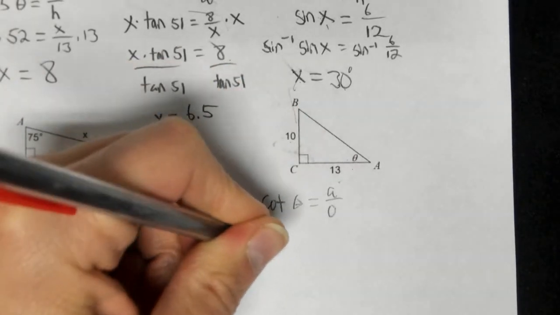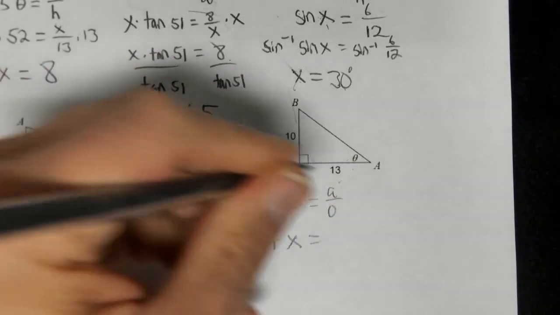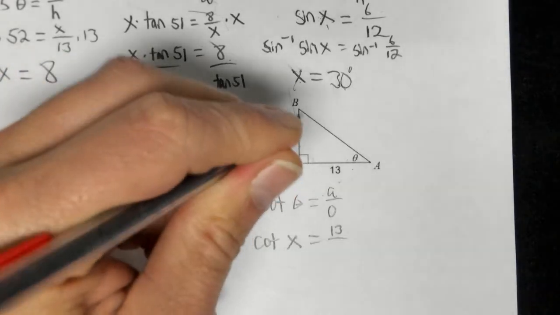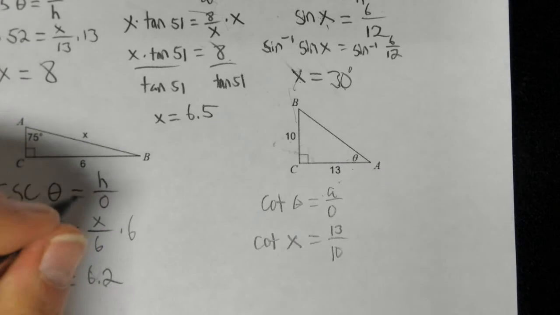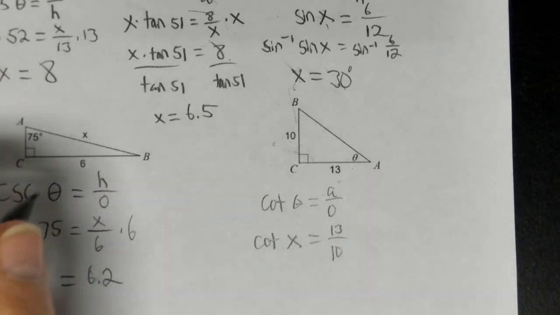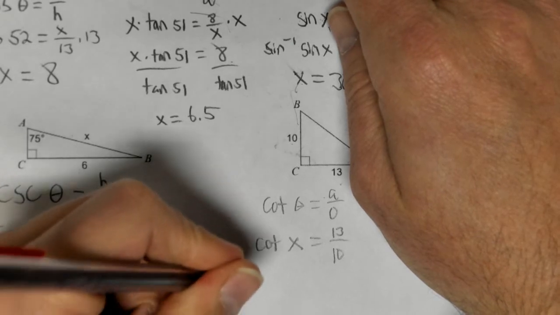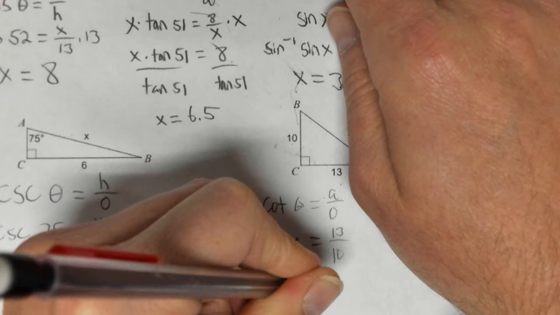Cotangent of the reference angle equals adjacent over opposite. Now let's plug in: cotangent of x, because the reference angle is missing, equals the adjacent, 13, over the opposite, which is 10. Okay? And so now here what I need to do is get x out of the cotangent function. I can do that by taking the inverse cotangent of both sides.